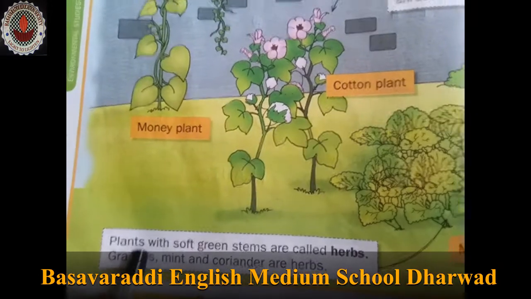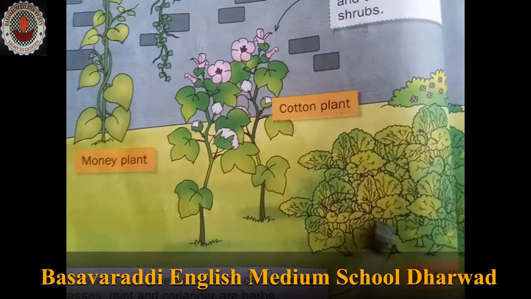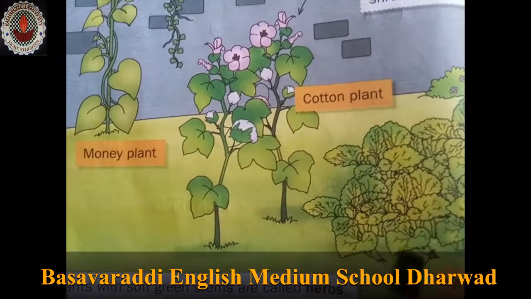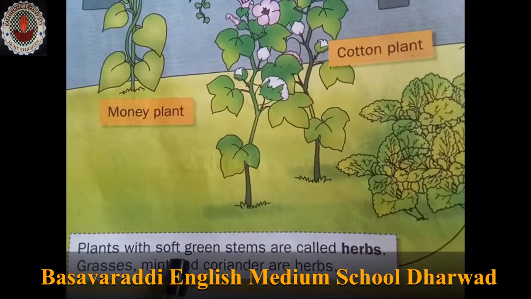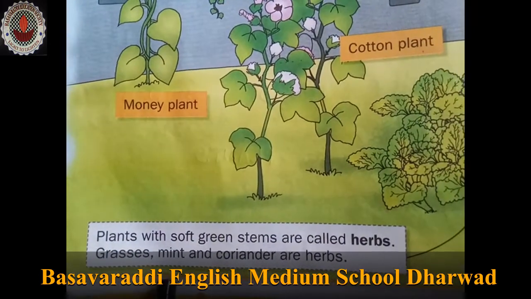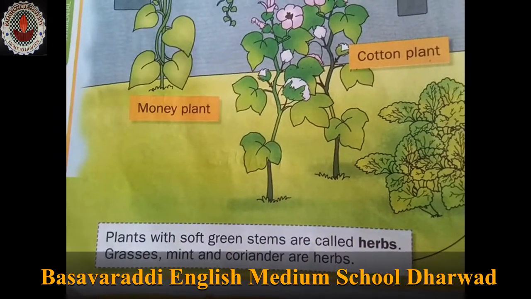Herbs: the plants with soft green stems are called herbs. The leaves are very soft, and the stem is green in color. So plants with soft green stems are called herbs. Grasses, mint and coriander are herbs. That is an example of herbs.